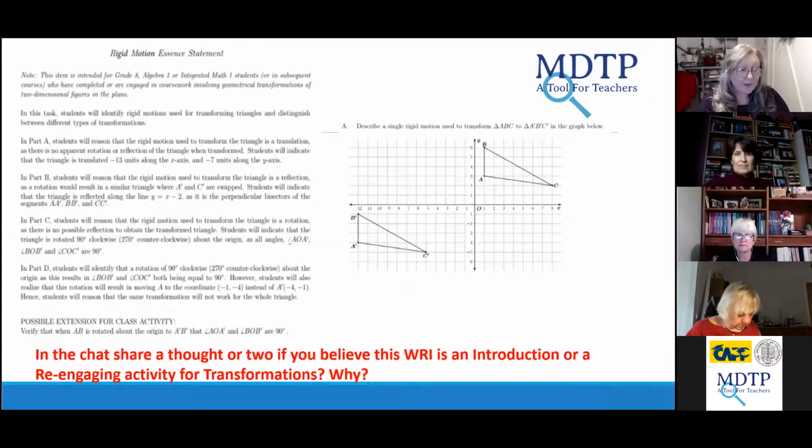I want to open it up to any thoughts on this particular written response item and how it might support that student learning and the data that we looked at.